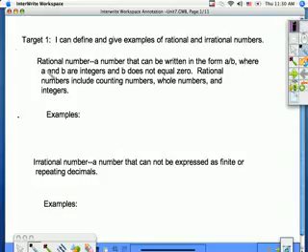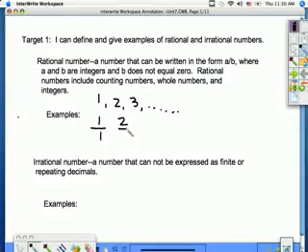Here are some examples. A rational number could be a counting number. Your counting numbers are 1, 2, 3, and all those numbers you've used to count. These can be written as fractions in the form a over b because any whole number can be written over 1: 1 over 1, 2 over 1, etc.